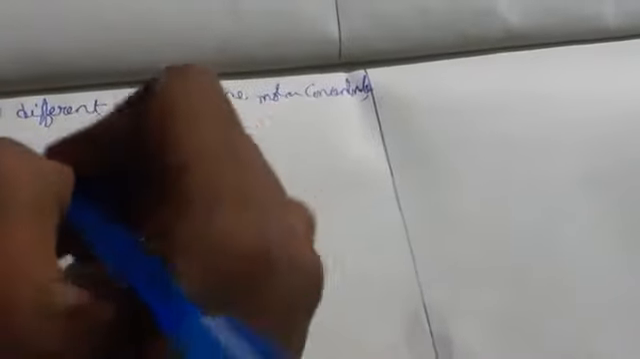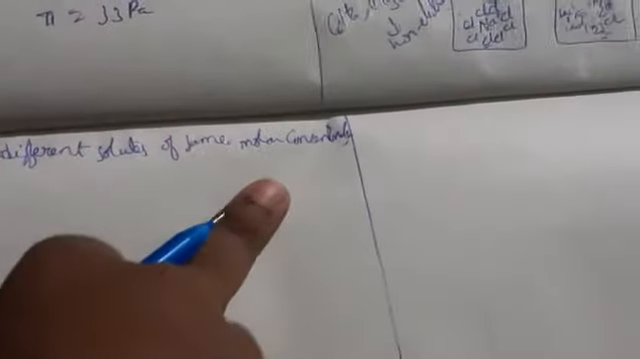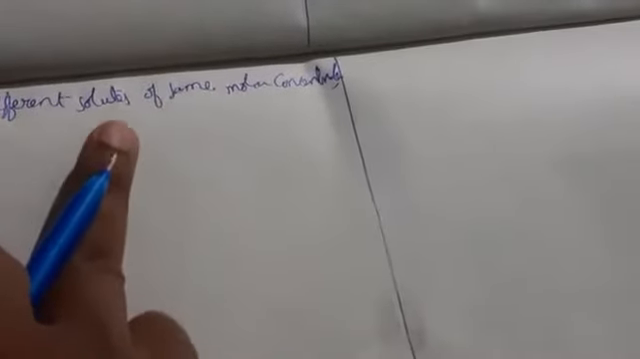So what happens? The colligative properties have the greater value for the solution which gives more number of particles on ionization. Means what happens for different types of solutes? For example, NaCl, CaCl2, like the different solutes I am taking at the same concentration. So automatically the colligative properties will increase, which gives more number of particles in solution.